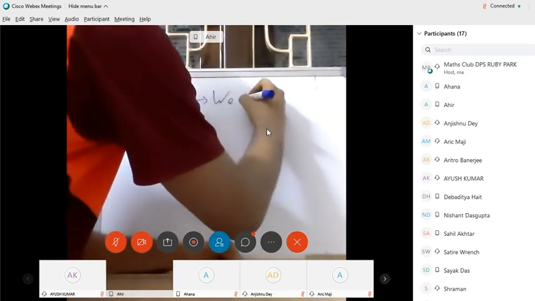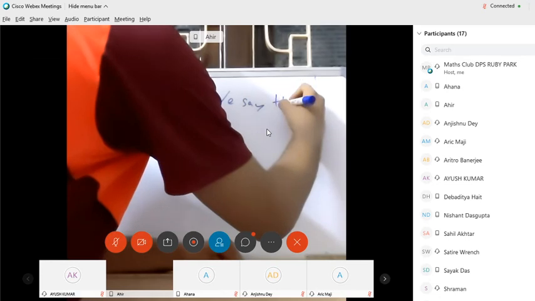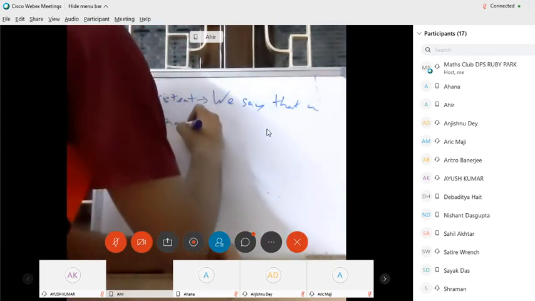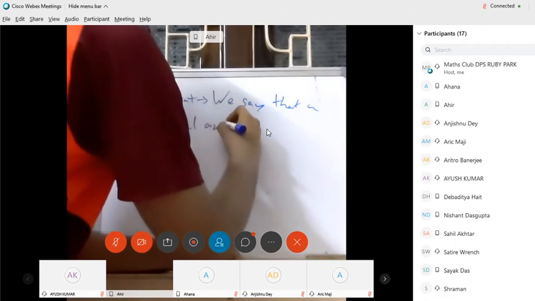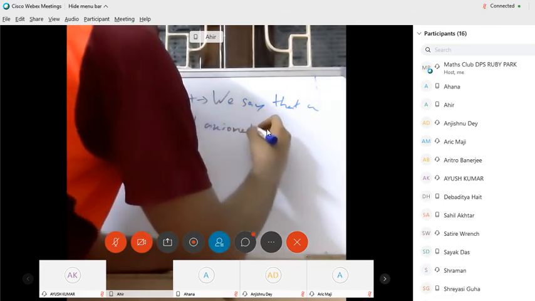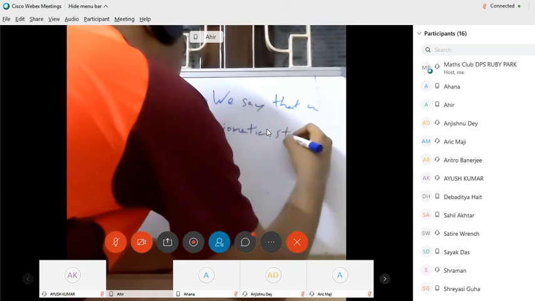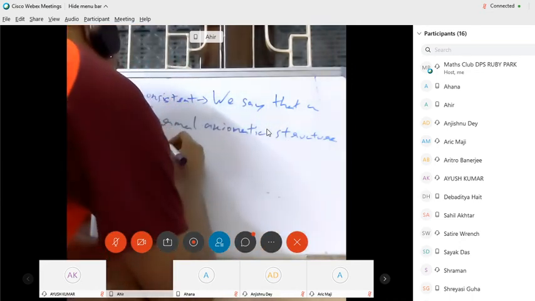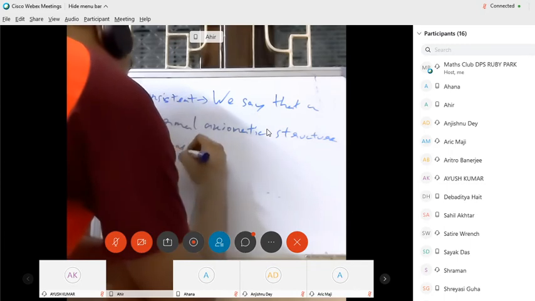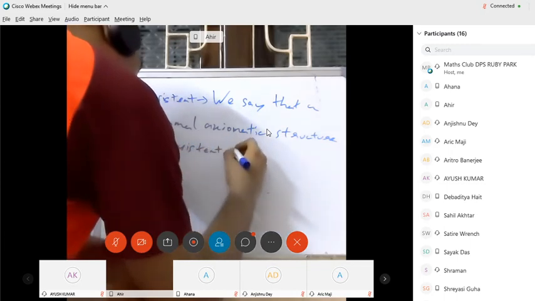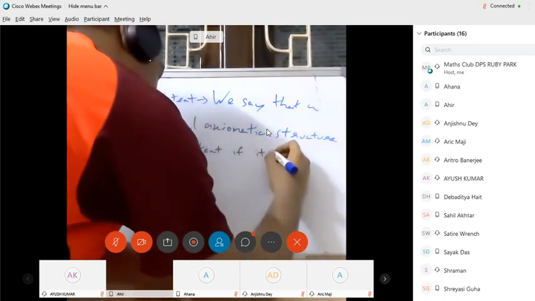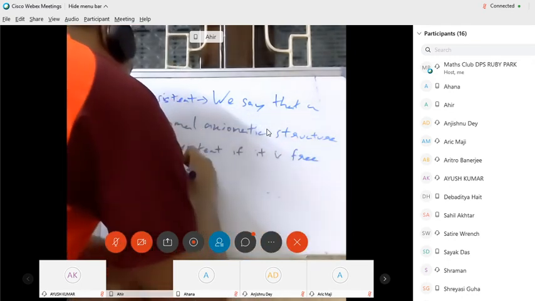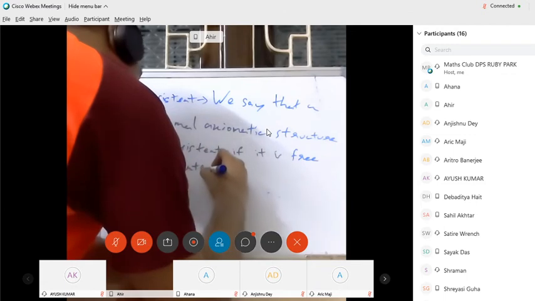We say that a formal axiomatic structure is consistent if it is free of contradictions.